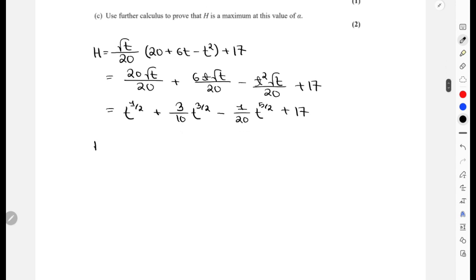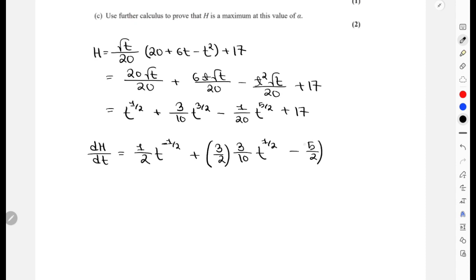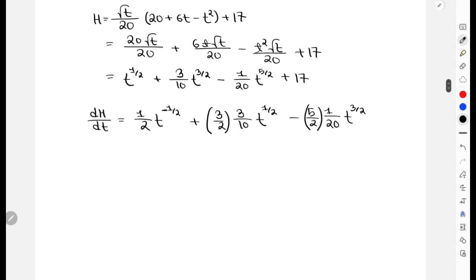From this, if I want to differentiate, dh dt will be half t to the power of minus half, because half minus 1 is negative half. This is a negative sign, by the way. Then you have 3 by 2 in front multiplied with 3 by 10, and 3 by 2 minus 1 is positive half. Then this 5 by 2 comes in front, multiplied with 1 by 20, and 5 by 2 minus 1 gives you 3 by 2. The 17 vanishes because it doesn't have any t involved.